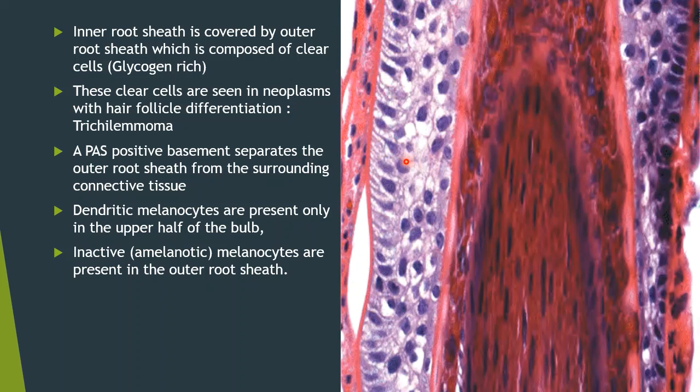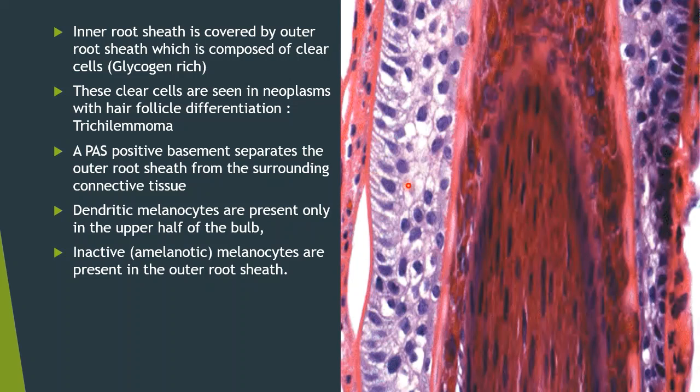This outer root sheath is actually composed of glycogen-rich clear cells with clear cytoplasm. So any neoplasm which shows outer root sheath differentiation also shows this kind of clear cell area with peripheral palisading of the nuclei, like in trichilemmoma. There is also abrupt keratinization from the outer root sheath, which is called trichilemmal type keratinization, and that can also be seen in tumors with hair follicle differentiation.